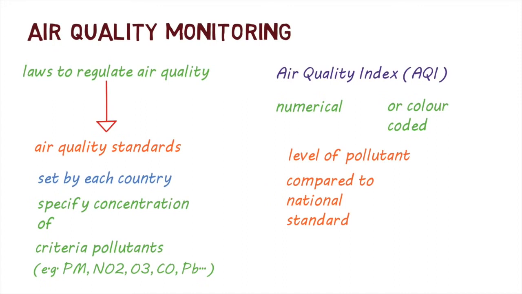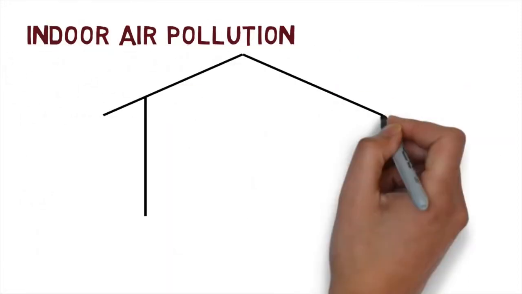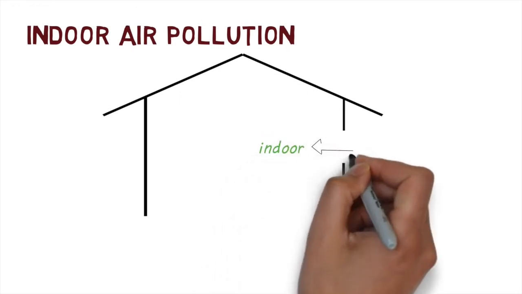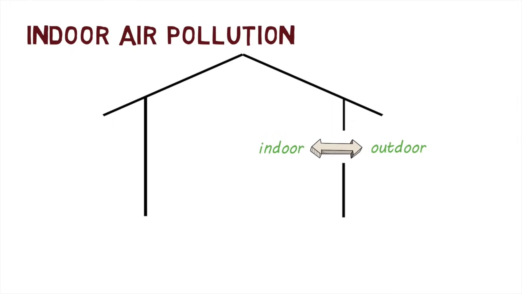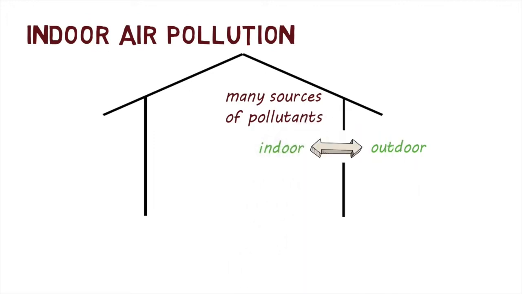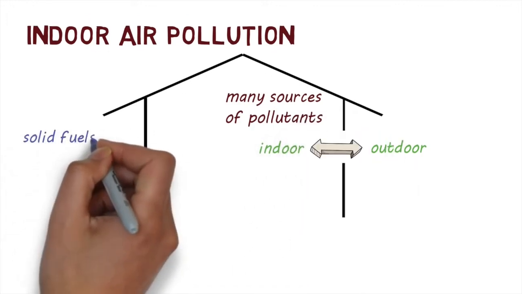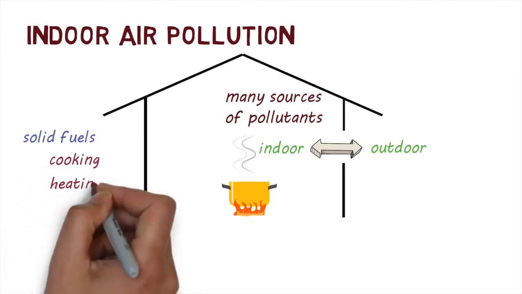Now that we've had a look at outdoor air pollution, let's have a look at indoor air pollution. Now, although the indoor air quality is affected by outdoor air, the quality of indoor air can be significantly different. This is because there could be many sources of indoor pollutants. The most common source of indoor pollution in the world is solid fuels, like wood, charcoal, dung, or crop waste that are used for cooking or heating.